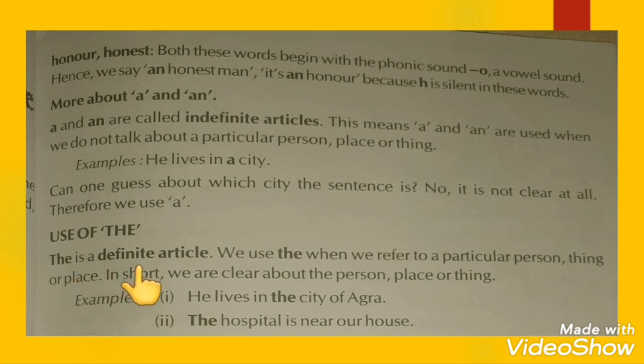Use of the. The is the definite article. We use the when we refer to a particular person, thing or place. In short, we are clear about the person, place or thing. Simply, हम लोग जो the article होता है, that is definite article, उसे हम लोग वहाँ यूज करते हैं जहाँ पर हमको एक particular person, place और thing की बात करनी होती है. Example: he lives in the city of Agra. अब हम लोग एक पर्टिकुलर सिटी की बात कर रहे हैं, that's why we use the here. The hospital is near a house. अब हम एक पर्टिकुलर हॉस्पिटल की बात कर रहे हैं, that's why we use the here.